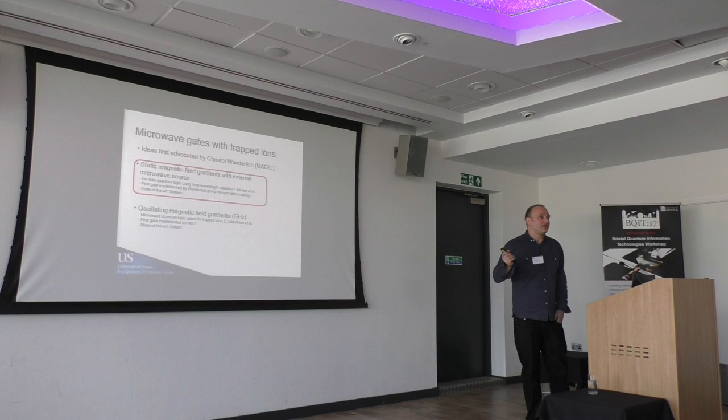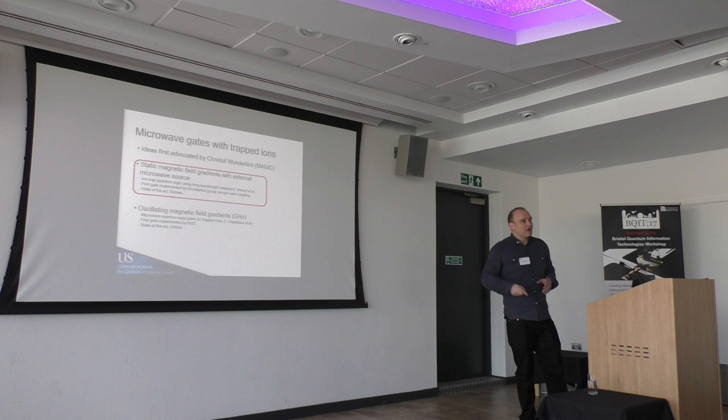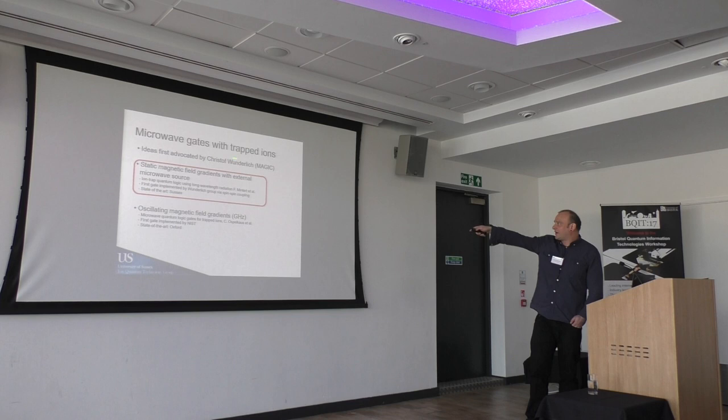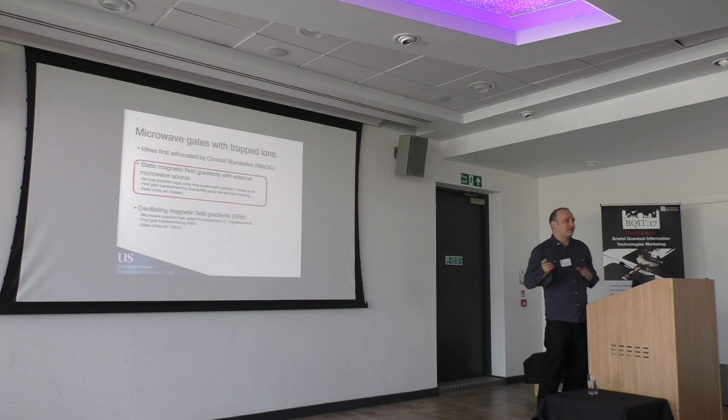One uses static magnetic field gradients with an external microwave source. And there's another scheme using oscillating magnetic field gradients where the microwaves are actually applied to the trapping electrodes. The earlier scheme, the precursor, was first demonstrated by Christoph Wunderlich. The second scheme was first demonstrated by the NIST group and is now implemented at Oxford. I'm going to focus my entire talk only on this scheme, and there's a good reason for that, and I'm going to show this once I've explained to you how this works.